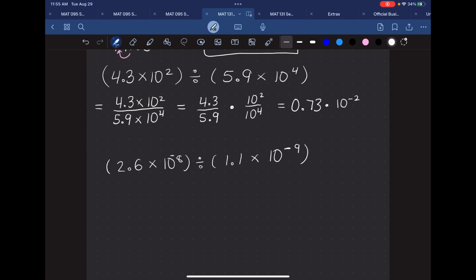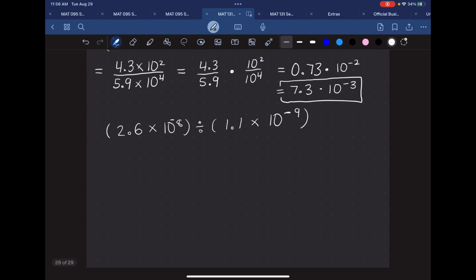0.73. And so we ask ourselves, is this still in scientific notation? And the answer would be no, because I have a 0 in front of my decimal point, but I want one of my non-zero digits in front of the decimal point. So I want 7.3, which means I'm basically dividing out by a 10. So I've got 7.3 times 10 to, I subtract off 1, so I've got negative 3 to move that decimal point over. So then this would be my answer.